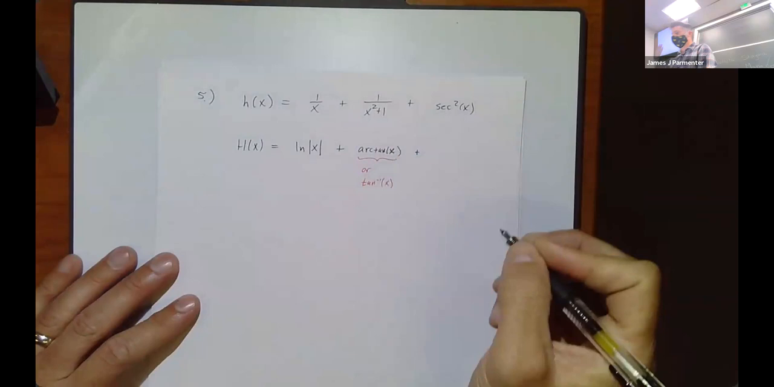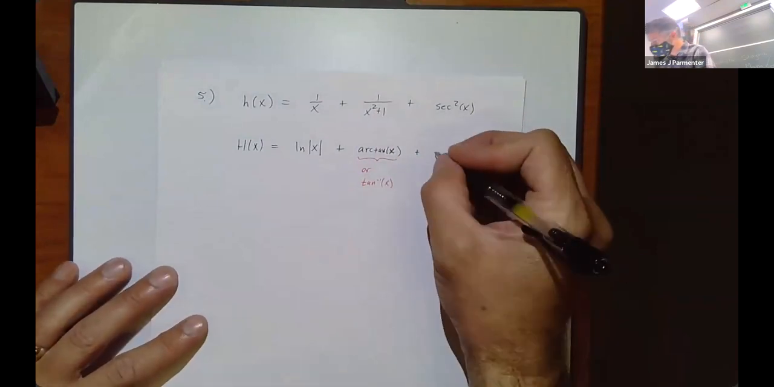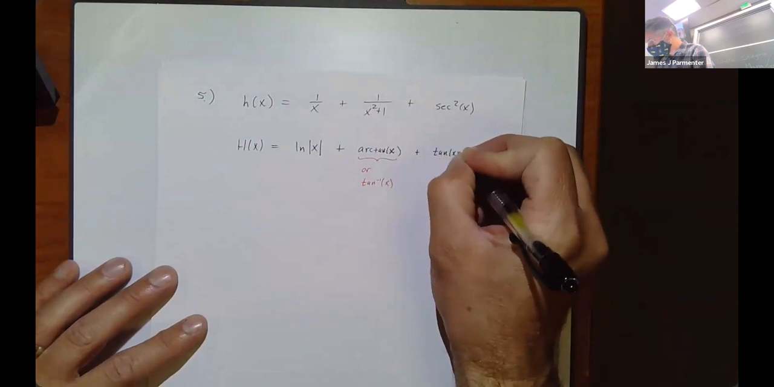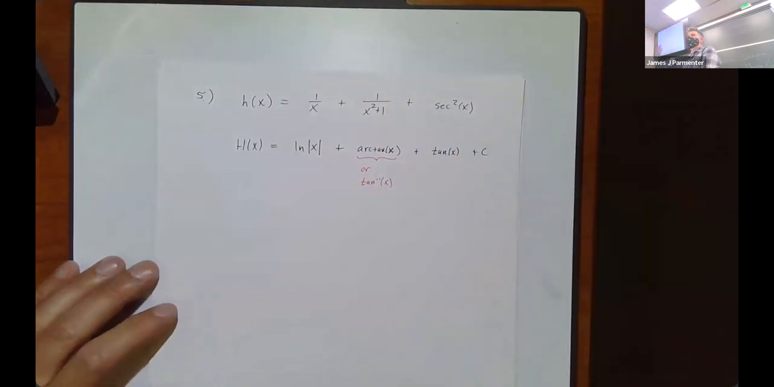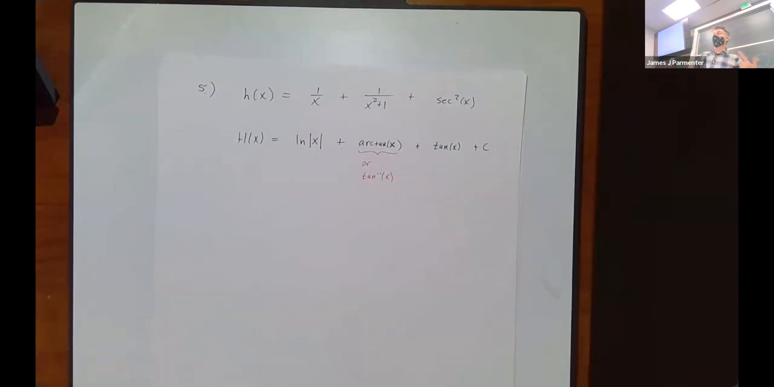And just to carry on with the tangent theme, which function has a derivative that's secant squared? Good old tangent of x. Question: is the derivative of 1 over x squared plus 1 arctangent? No, the derivative of arctangent of x is equal to 1 over x squared plus 1. Okay. The antiderivative of 1 over x squared plus 1 is equal to arctangent of x. I know, that one's kind of funky.